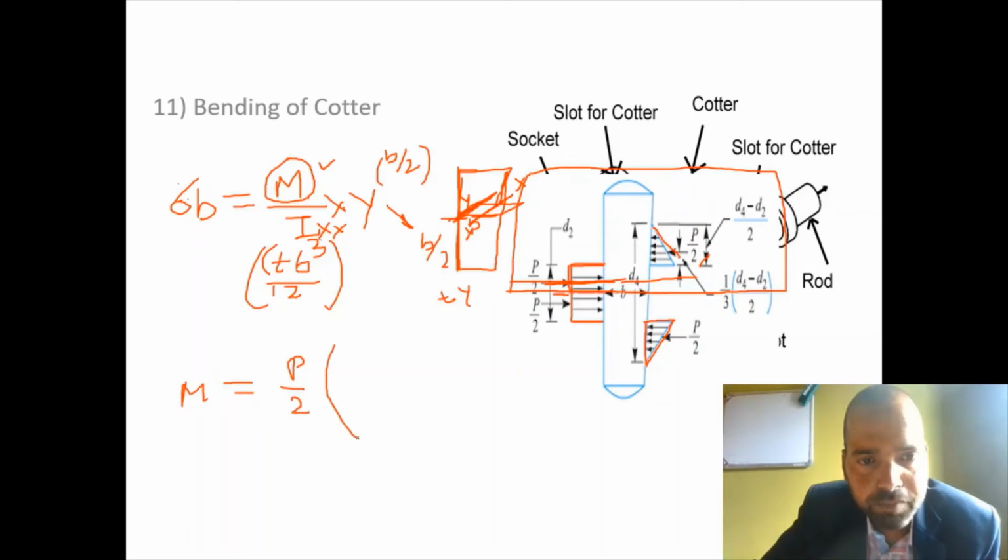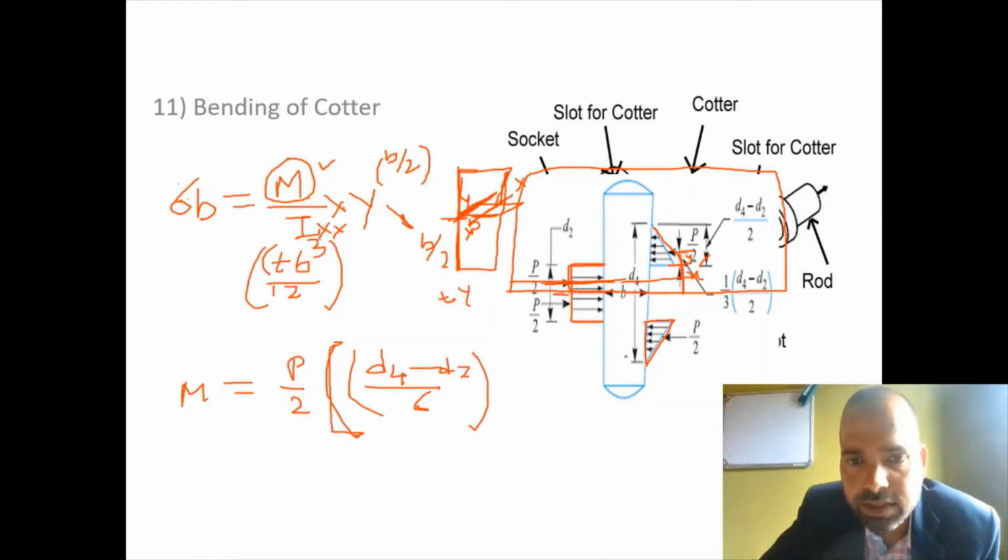multiplied by this distance. So how much is this distance? It is the summation of this distance plus this distance, let's say x and y. So what is y? y is (d4 minus d2) by 2 multiplied by 1/3. That means y will be equal to (d4 minus d2) divided by 6, plus x. What is x? This distance.